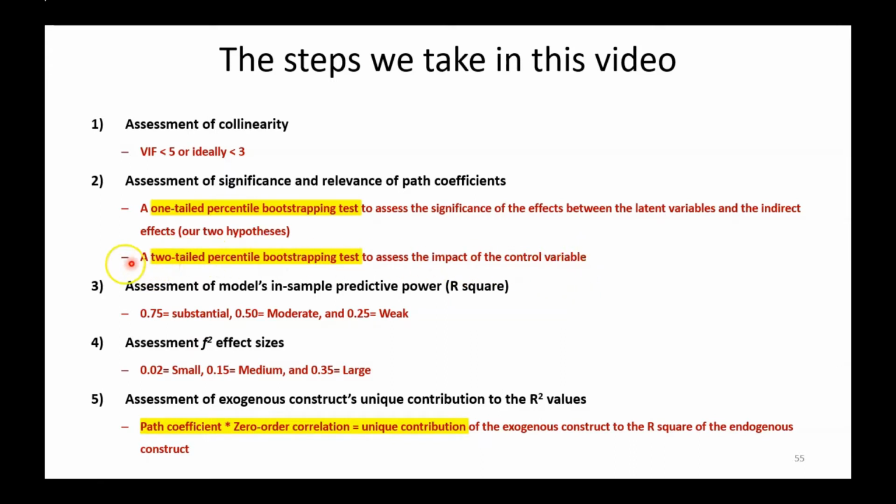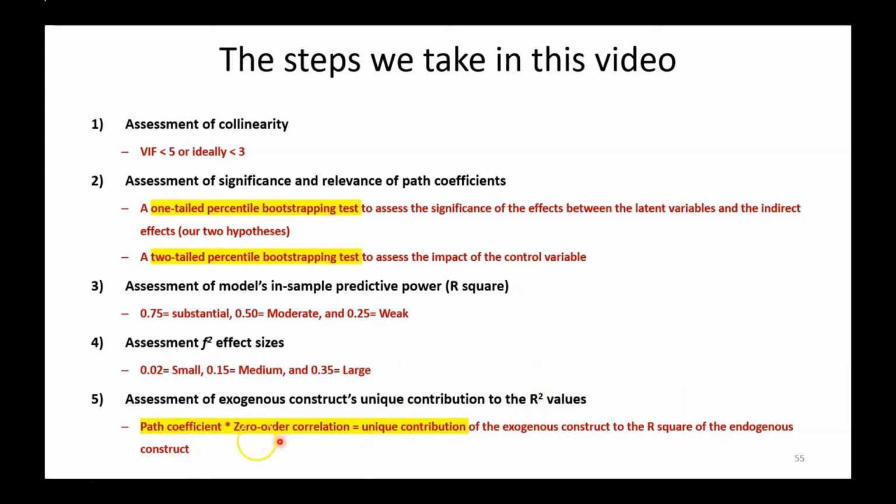Then in step 3 we will focus on the model's in-sample predictive power, and here we are interested in evaluating the R-square statistics. Then we focus on the impact of exogenous constructs on the R-square values of the endogenous constructs in our model. So these are the threshold values for determining the size of the effects of exogenous constructs on the R-square values, and then we have to compute the unique contribution of each of the exogenous constructs to the R-square values of the endogenous constructs.